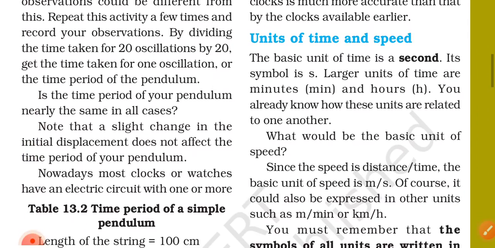Unit of time and speed. The basic unit of time is a second. Its symbol is s. Larger units of time are minute and hour. You already know how these units are related to one another.